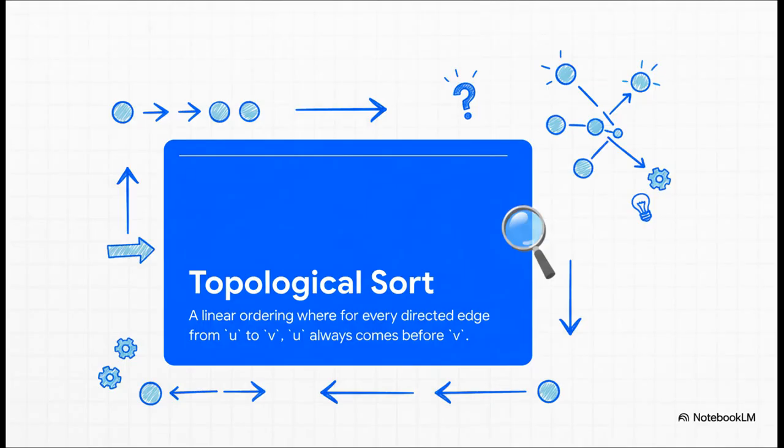Okay, here's the textbook definition, but let's break it down into plain English. Just think of every task as a dot, or a vertex, and every dependency is a one-way arrow, or a directed edge. So an arrow from task U to task V just means you have to do U before you can do V. That's it. A topological sort just lines up all those dots in a row so that every single arrow points forward, from left to right. Simple, right?